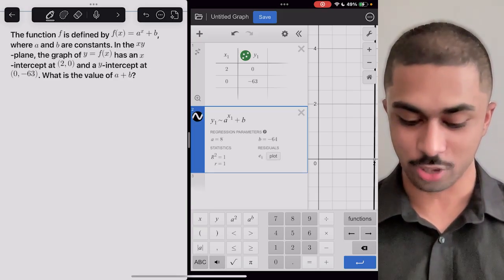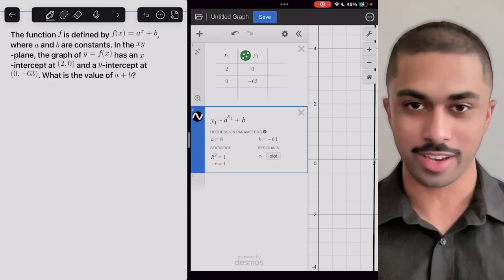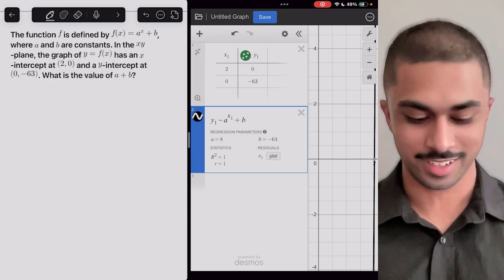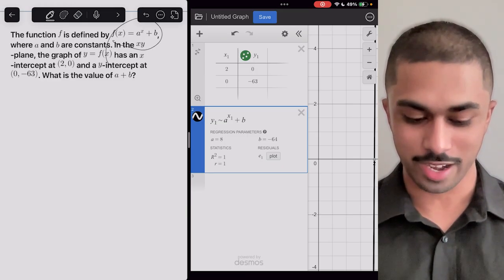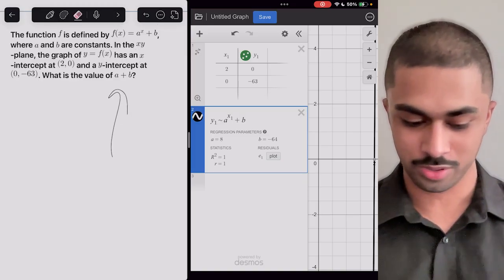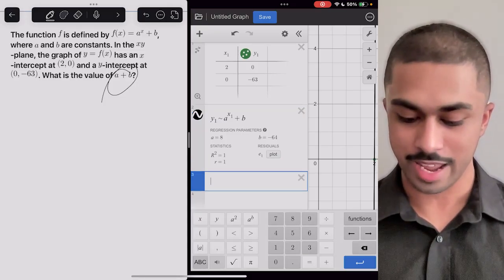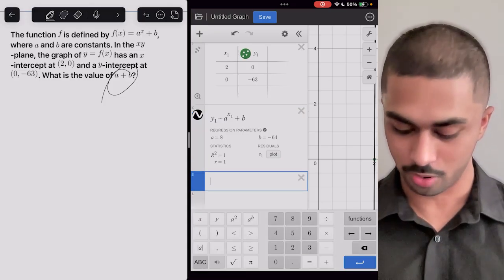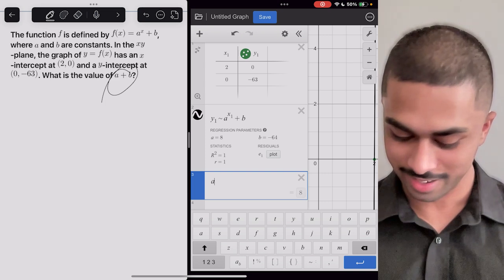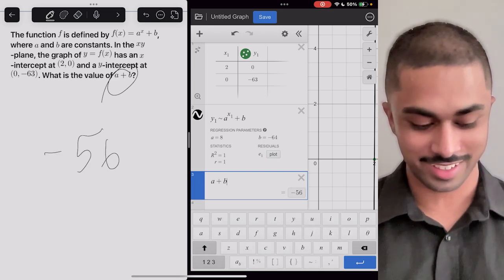Then go to the y and do the exact same thing. See how it solves for a and b for you. I don't even know why this is allowed on the SAT. You don't have to do any math, and it solves the question for you. You have to find the value of a plus b. You don't even need to type in 8 plus negative 64. You just type in a plus b. Negative 56.